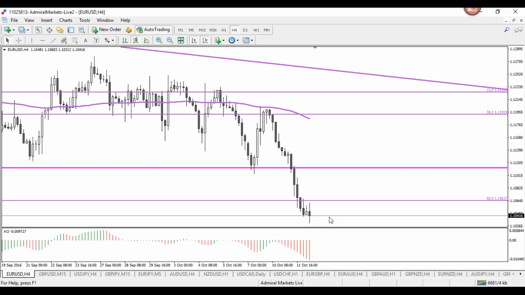Yeah, now I think the best is to wait for this candle, because what could happen is it still makes a few pips lower to really test and hit 110. That could happen. So let's see how the 4-hour candle closes.